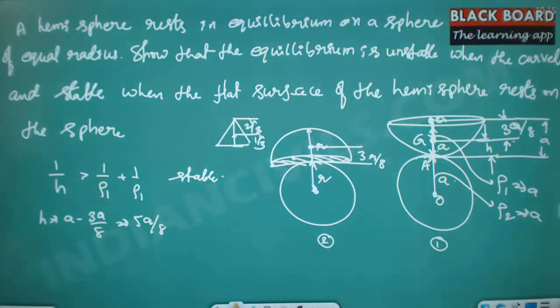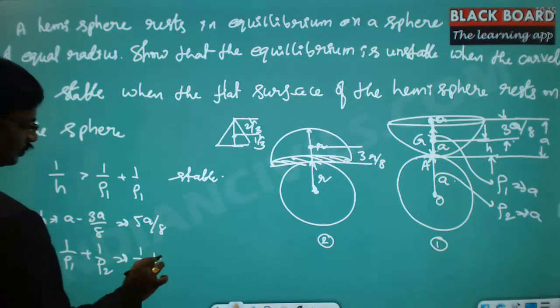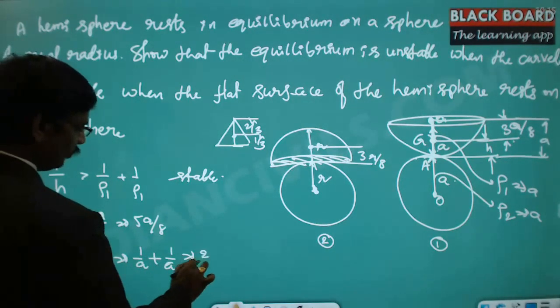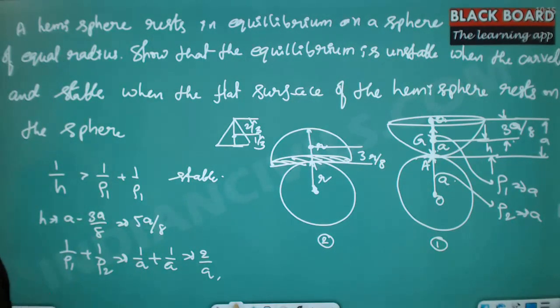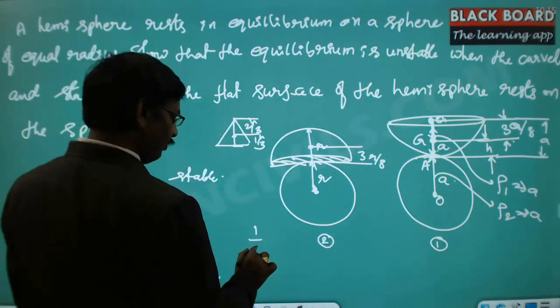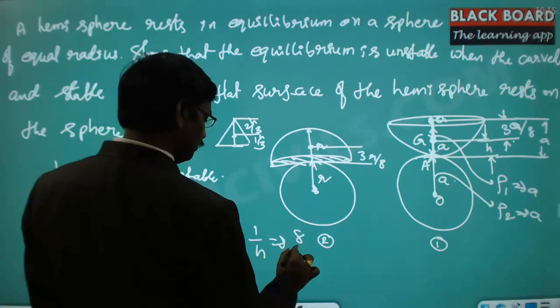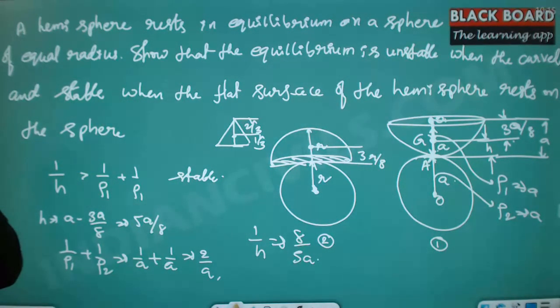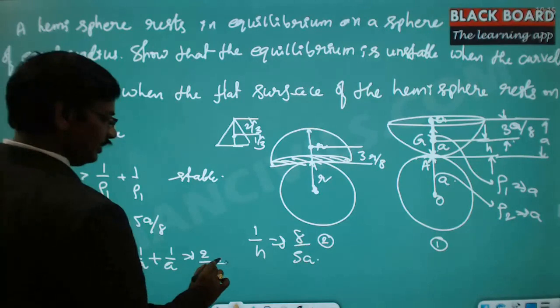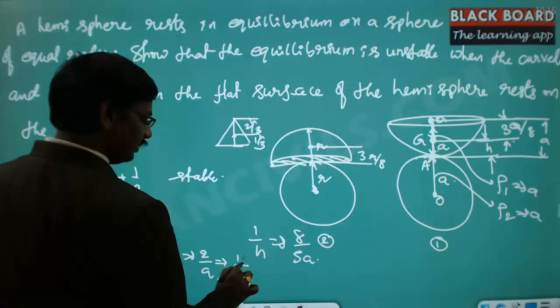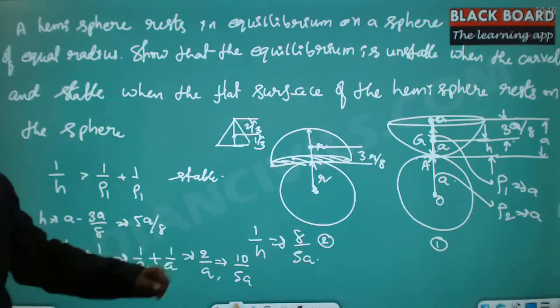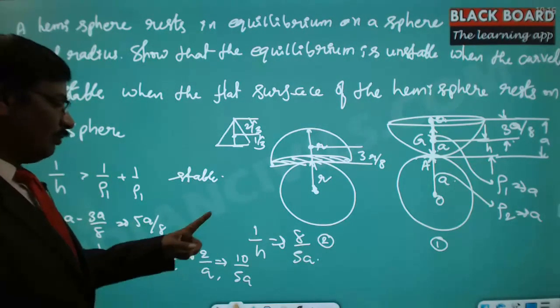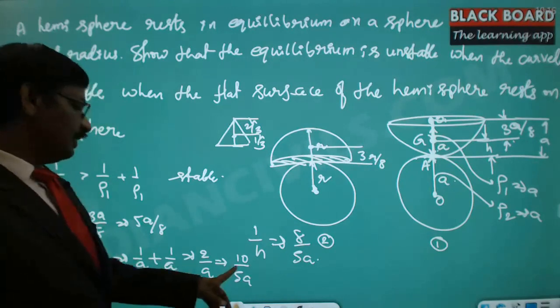Now, if you substitute these values in this particular case, 1 by rho 1 plus 1 by rho 2 is 1 by a plus 1 by a. So this is 2 by a. 2 by a is one case, and the other is 1 by h, which is equal to 8 by 5a. Right? 2 by a and 8 by 5a. Now what I will do, I will multiply this value with 5 at the bottom and 10. So 10 by 5a, 8 by 5a. So 1 by h is 8 by 5a and this one is 10 by 5a.